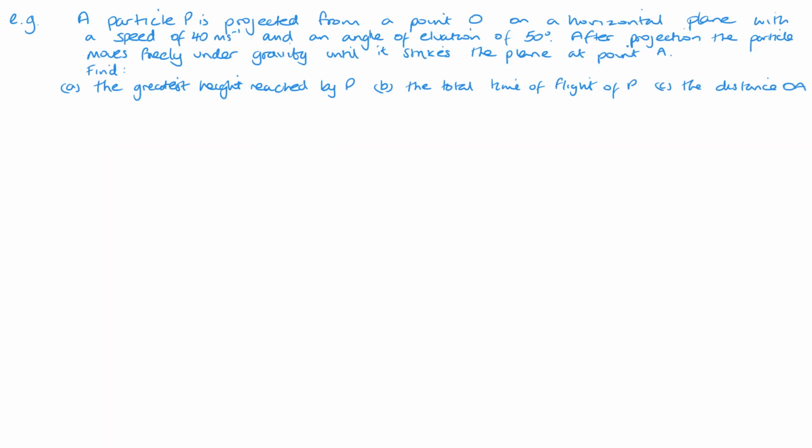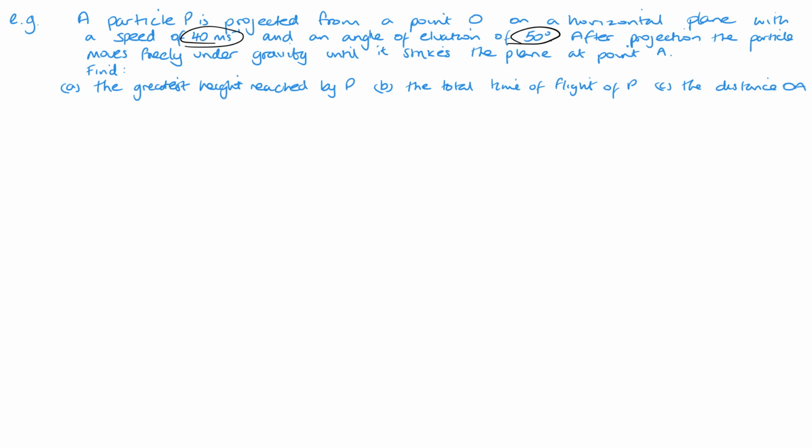Okay, first example. We've got a particle P projected from a point O on a horizontal plane, moving at a speed of 40 meters per second. Angle of elevation 50 degrees. Elevation would be above the horizontal. Afterwards, it moves freely under gravity, which is standard for all these questions, and then it strikes at point A.